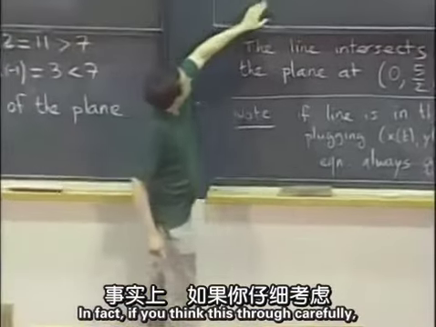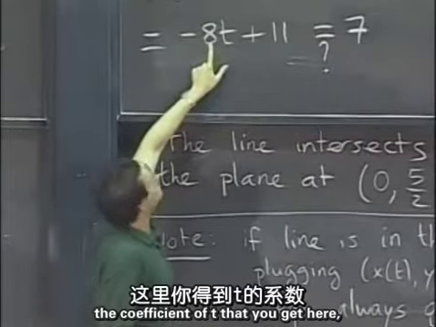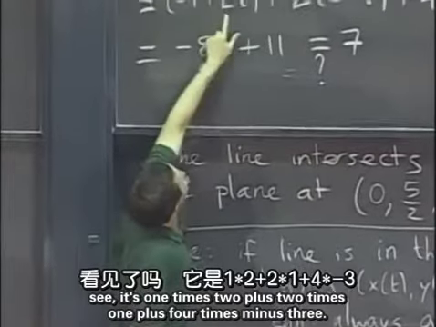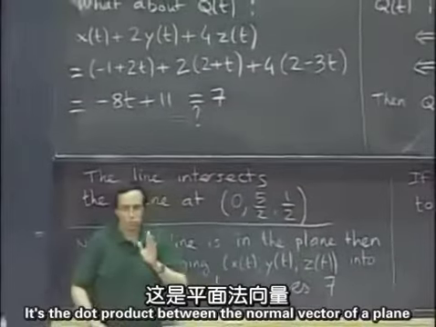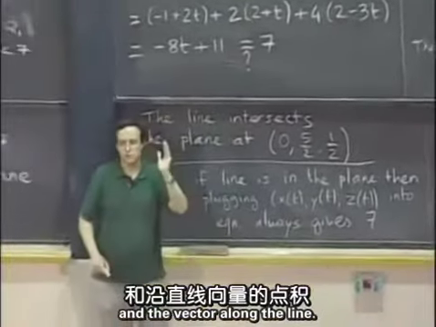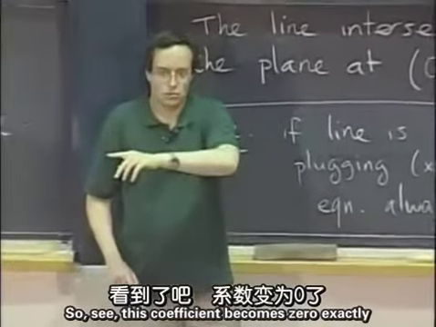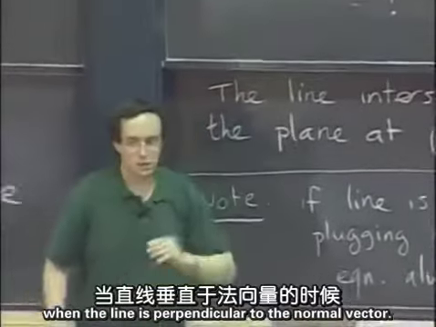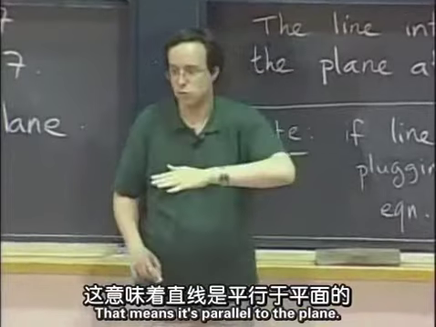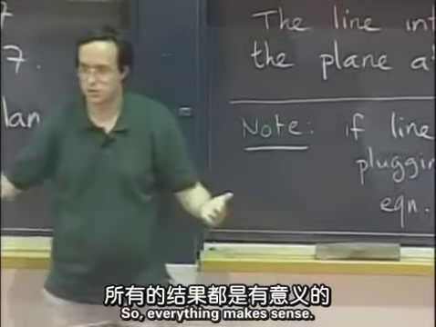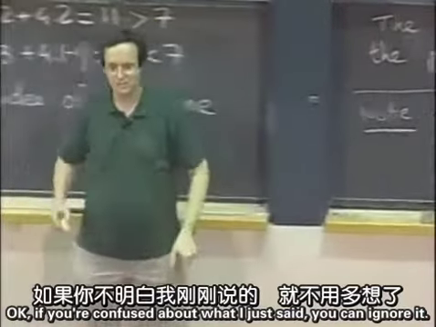In fact, if you think this through carefully, the coefficient of t that you get here is 1 times 2 plus 2 times 1 plus 4 times minus 3. It's the dot product between the normal vector of the plane and the vector along the line. So this coefficient becomes 0 exactly when the line is perpendicular to the normal vector. That means it's parallel to the plane. So everything makes sense. If you're confused about what I just said, you can ignore it.